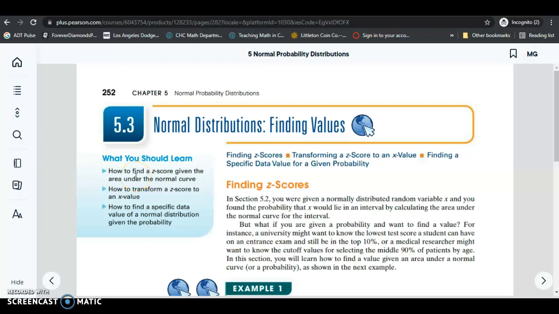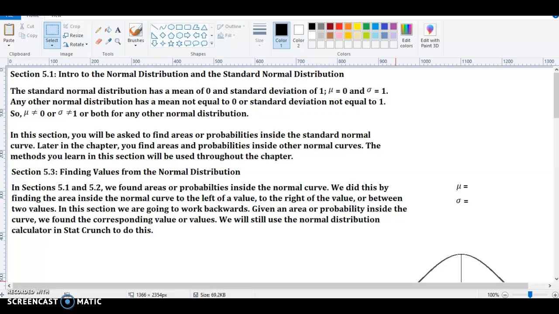Hello students. In this video we're going to go over some examples from section 5.3 on normal distributions, and the topic is finding values. In section 5.1 or 5.2 we found areas or probabilities inside the normal curve. And we did this by finding the area inside the normal curve to the left of a value, to the right of a value, or between two given values.